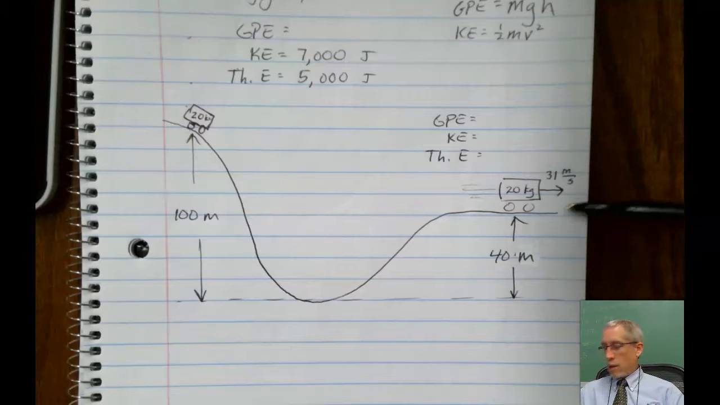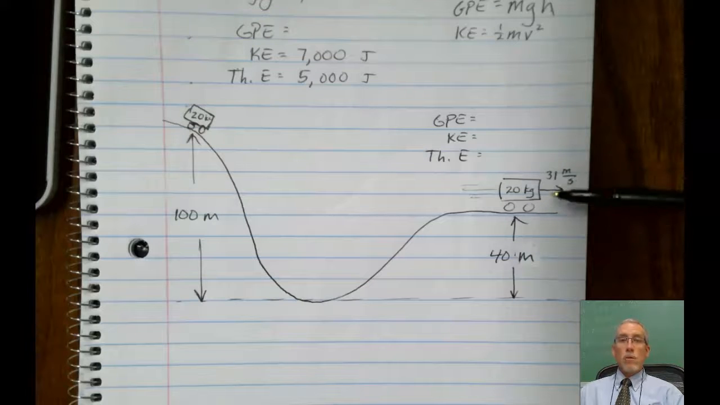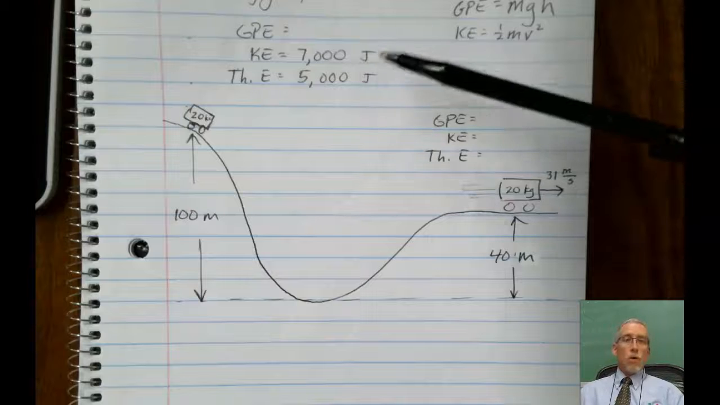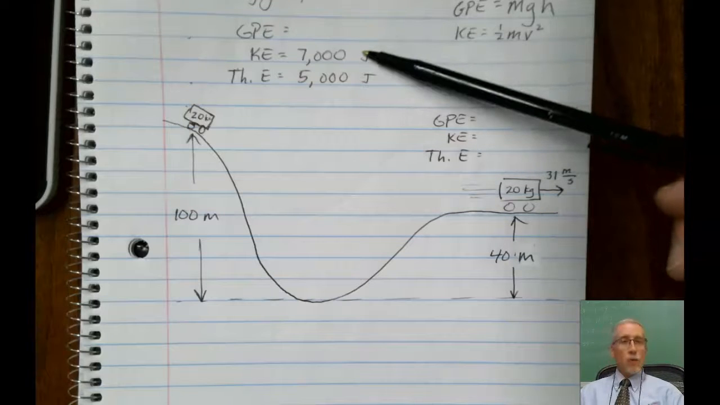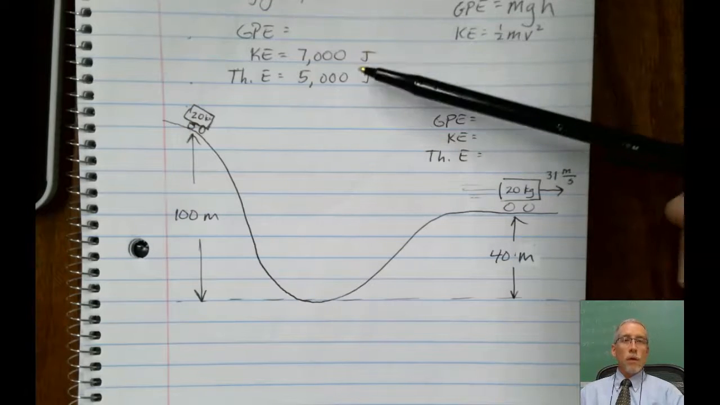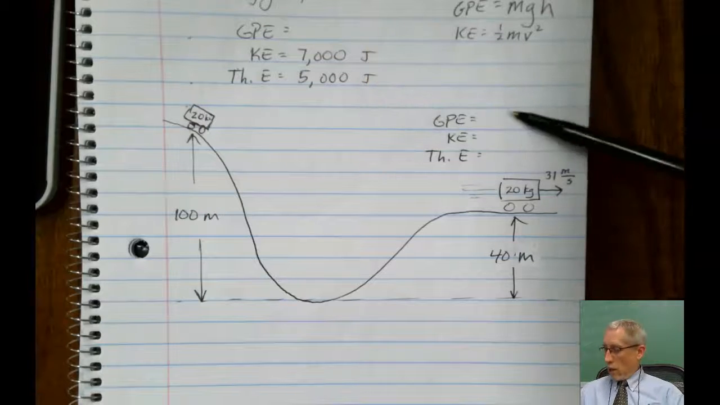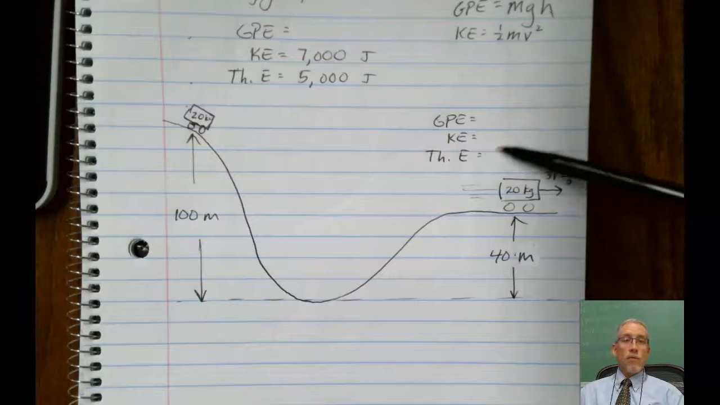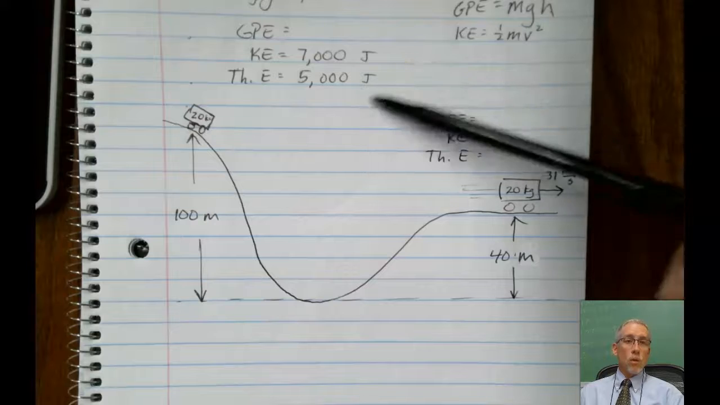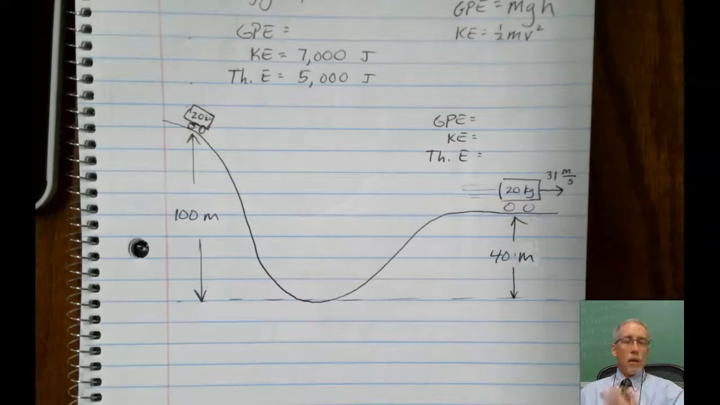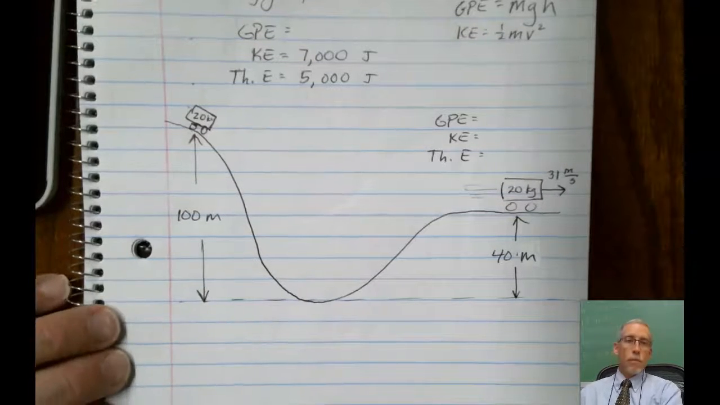The other thing to see here is that the speed is given as 31 meters per second here at the end. All right. So I've given you some energy numbers: 7,000 joules of kinetic energy to start with, 5,000 joules of thermal energy to start with, and nothing is given down here, because you're going to be able to figure out these 3 numbers just based on what you started with. Okay. So again, kind of a little puzzle that you're putting together.